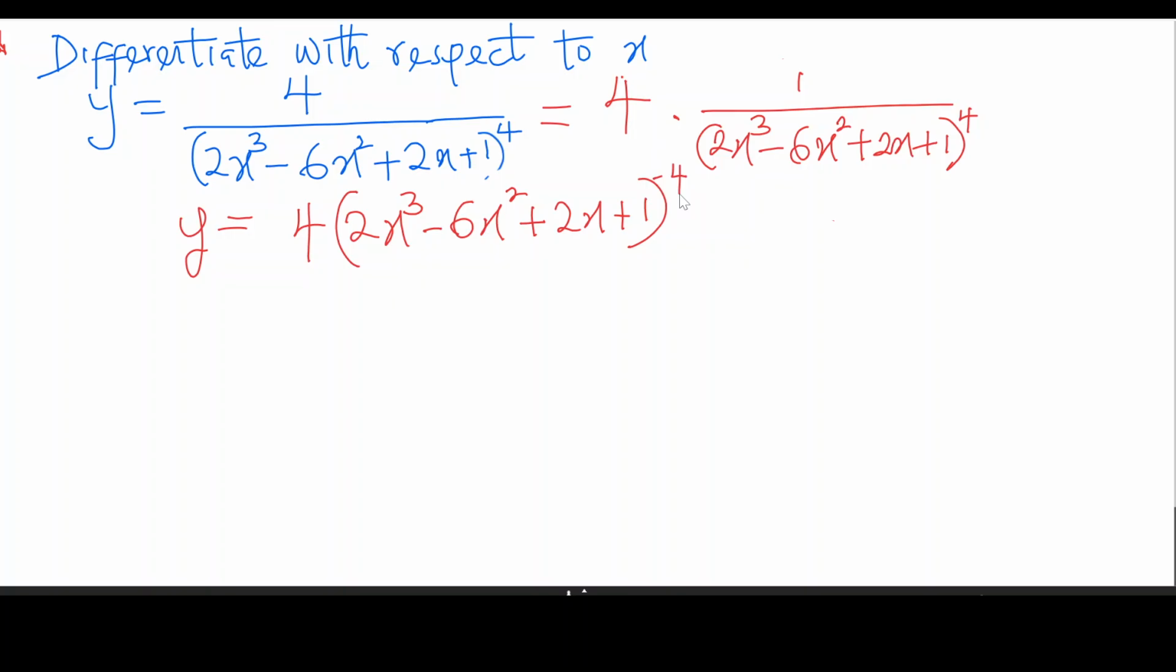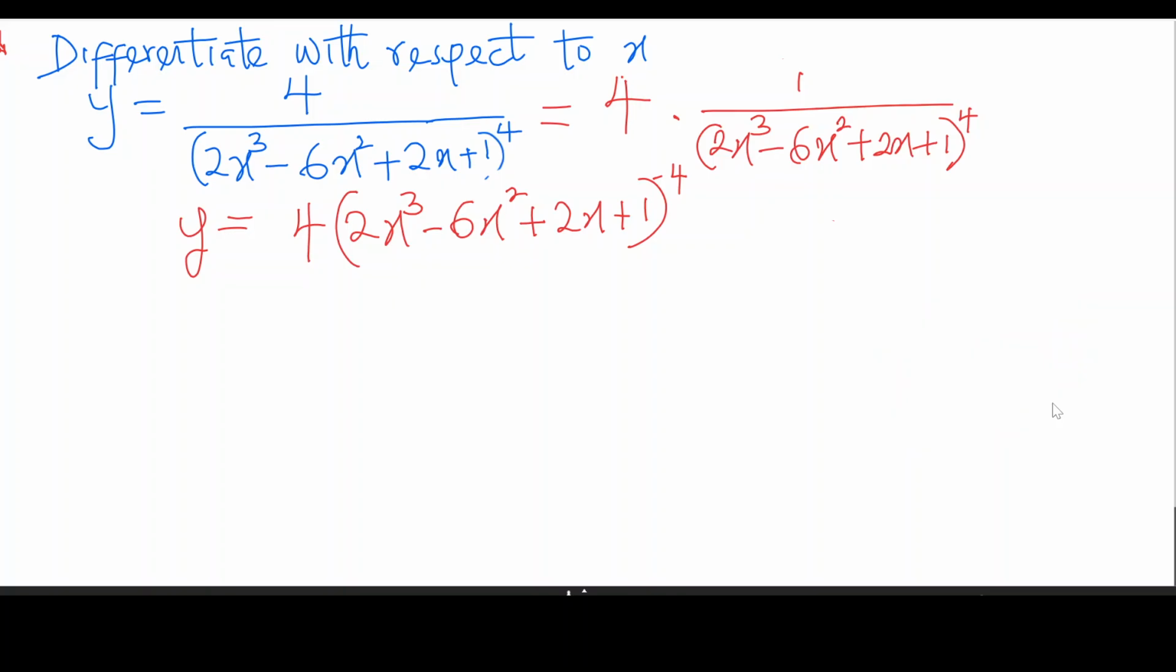Recall in one of the laws of indices that when you have a raised to the power of negative 1, the negative power means 1 over a. And vice versa, when we have 1 over a, it will be written as a raised to the power of negative 1. That's what I did here. So we have been able to get this.